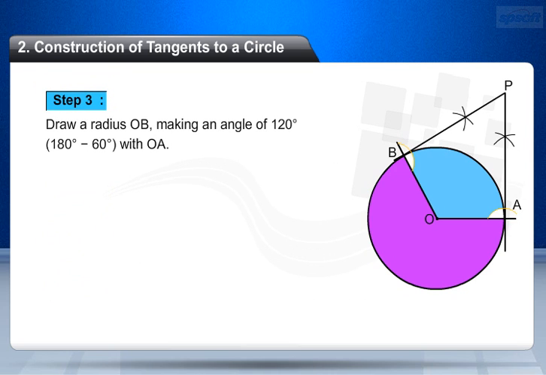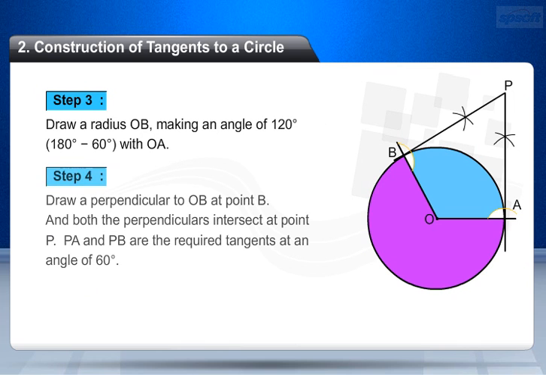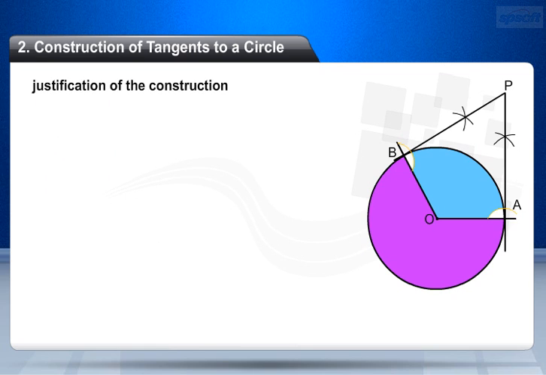Step 3. Draw a radius OB, making an angle of 120 degrees, that is, 180 degrees minus 60 degrees, with OA. Step 4. Draw a perpendicular to OB at point B, and both the perpendiculars intersect at point P. PA and PB are the required tangents at an angle of 60 degrees. Let us now see the justification of the construction through mathematical reasoning.